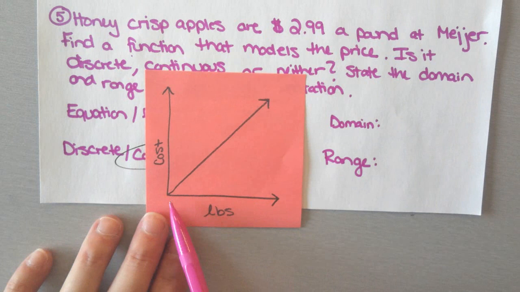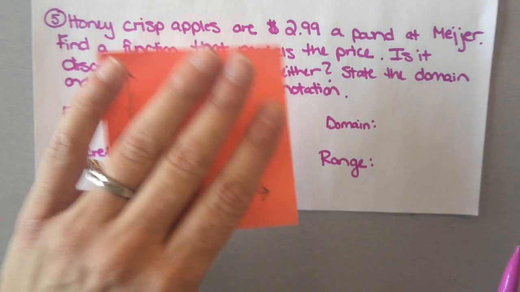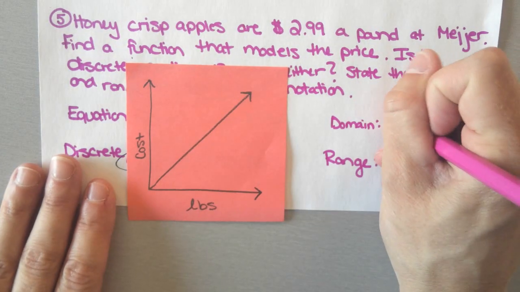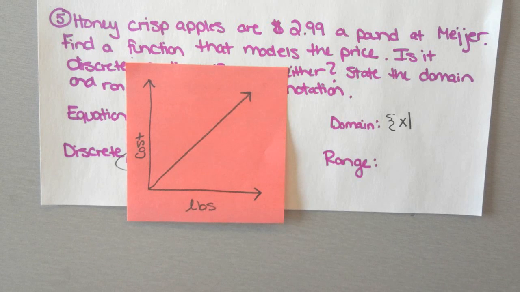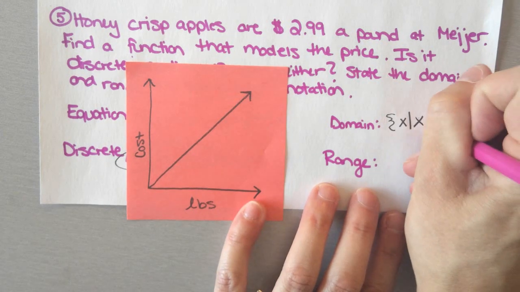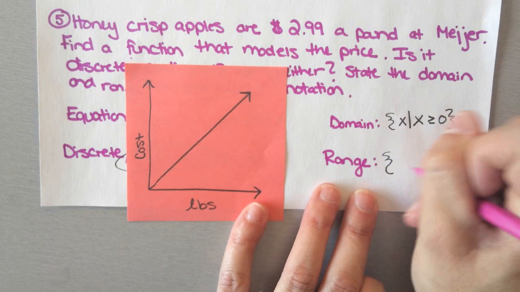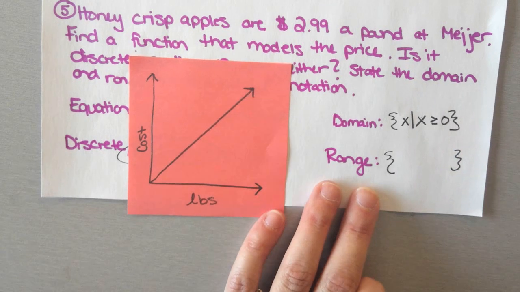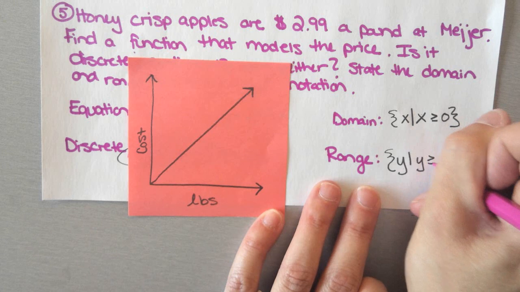My domain. Did it tell me how to write it? Set builder notation. Okay. So we've got x such that. What does x have to be? Did negative apples make sense? No. Greater than or equal to 0. Let's think about the range. What would the range be? Yeah, same thing, right? Greater than or equal to 0.